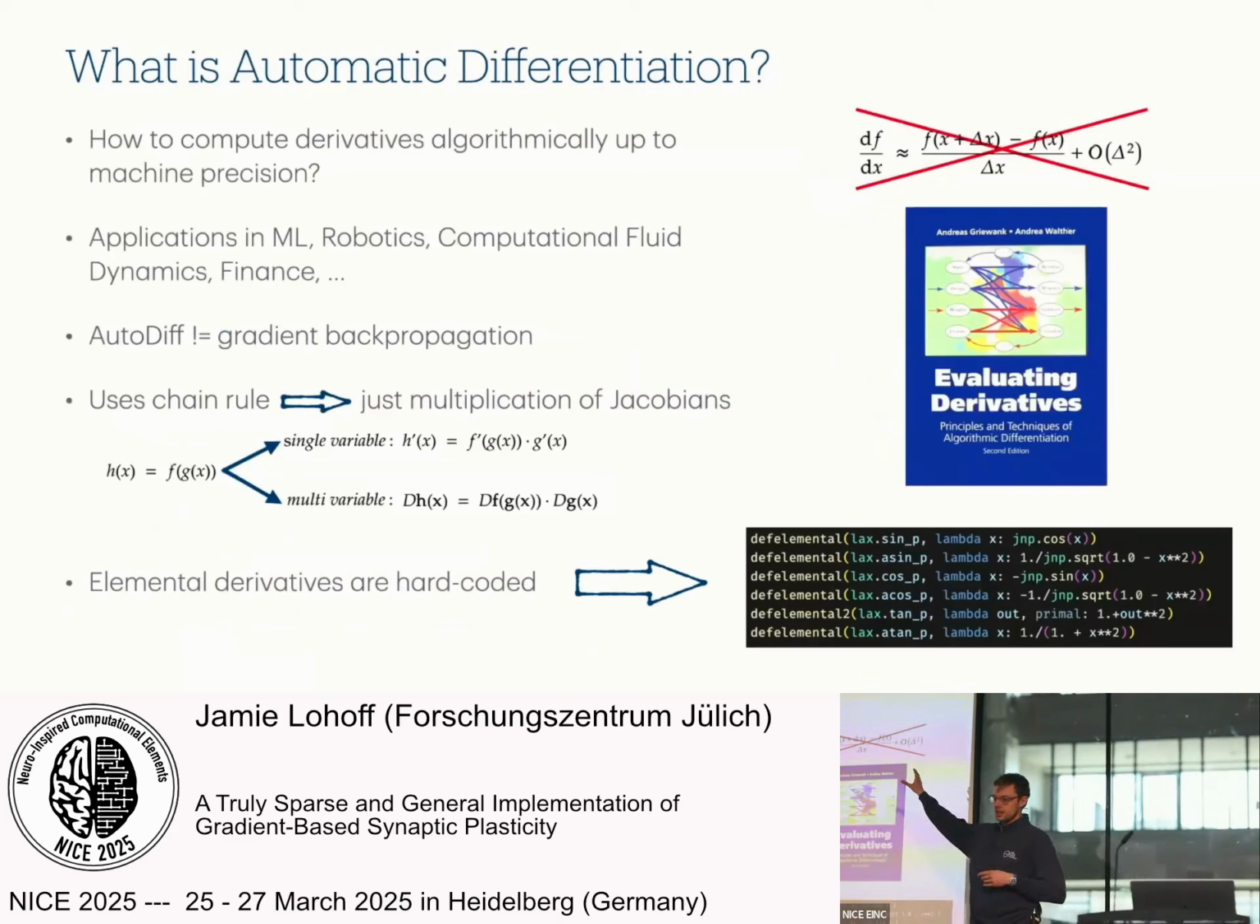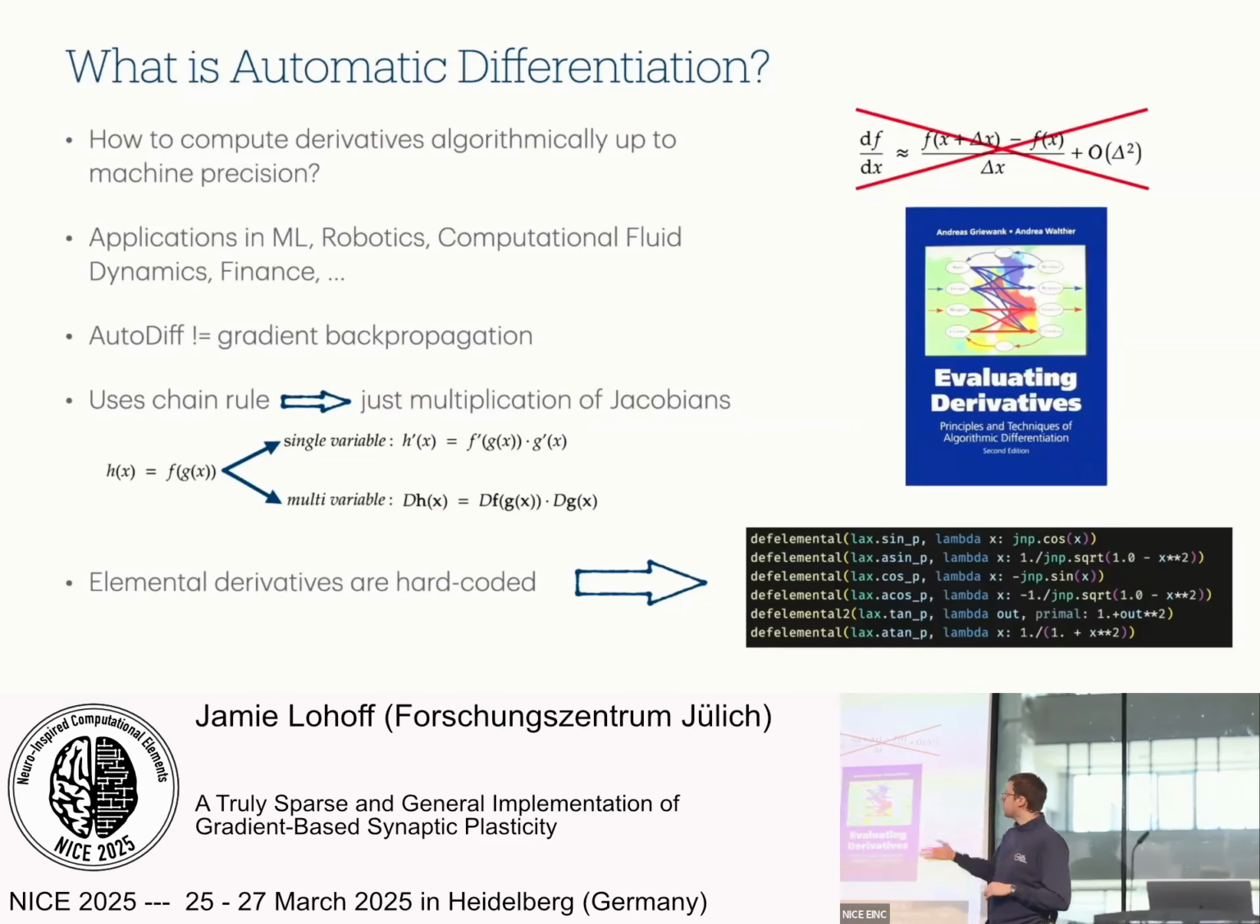And this is something that is a very obscure thing. Most people don't think about this really well. For them, it's just the loss.backward, and that's usually their only contact with autodiff. So what is autodiff actually? Autodiff is a way to compute derivatives algorithmically up to machine precision.